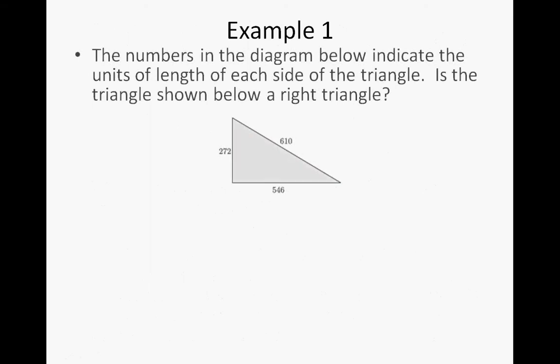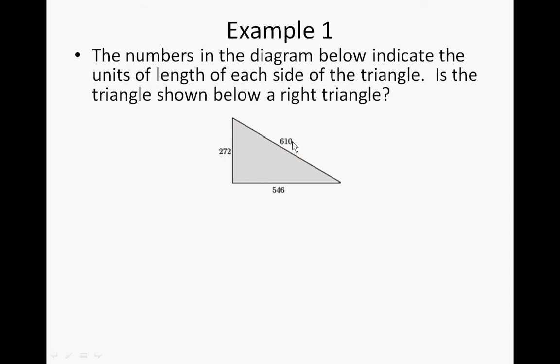So let's take a look at example 1. The numbers in the diagram below indicate the units of length of each side of the triangle. Is this triangle shown to be a right triangle? So again, we're using the converse of the Pythagorean theorem. We're given the side lengths. We're given 610 as our hypotenuse and 272 and 546 as our leg lengths.